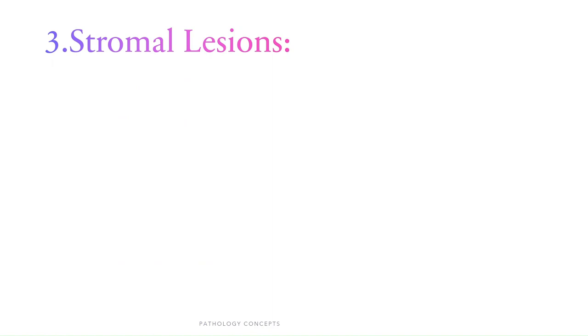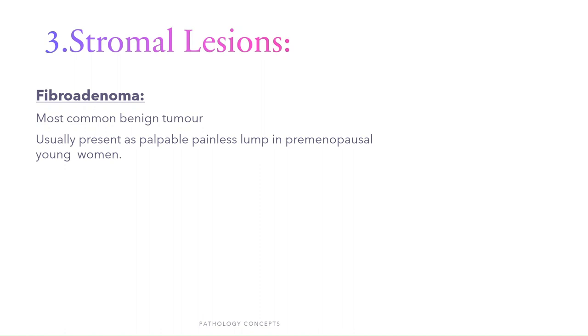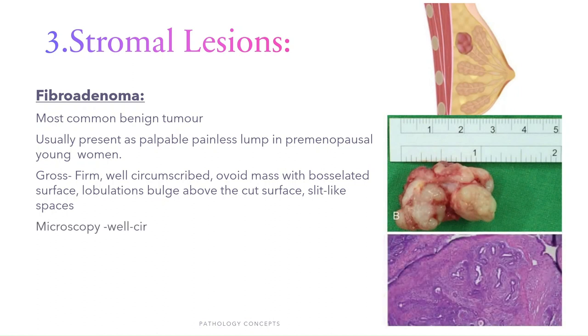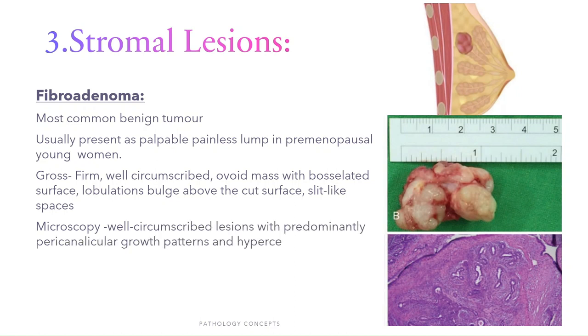Third, stromal lesions, mainly fibroadenoma and phyllodes. Fibroadenoma is the most common benign tumor of the breast. It usually presents as a palpable, painless lump in premenopausal young women. Grossly, it is a firm, well circumscribed, ovoid mass with a bosselated surface. Lobulation bulging above the cut surface is seen and slit-like spaces are seen on the cut surface. Microscopically, it is a well circumscribed lesion with predominantly pericanalicular growth patterns and hypercellular stroma. It is accompanied by intraductal epithelial hyperplasia.